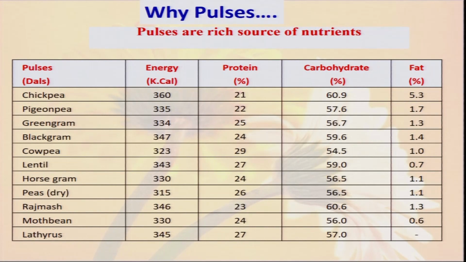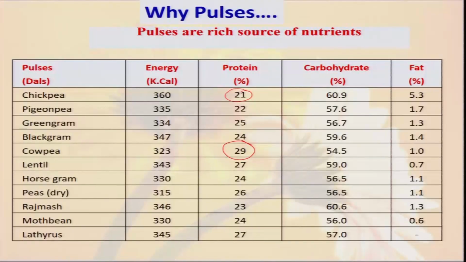Why pulses? Pulses are a rich source of nutrients. If you see the different types of pulses, chickpea has 21% protein, and cowpea has 29% protein. This is comparable to our non-veg options like fish and eggs, and most of these proteins are very easily digestible. That is why, if a person consumes a high amount of mutton or chicken in a particular day, there may be some digestive issues, but every day we take dal in our diet and we do not have any digestive problem. It is very much part of our balanced diet.